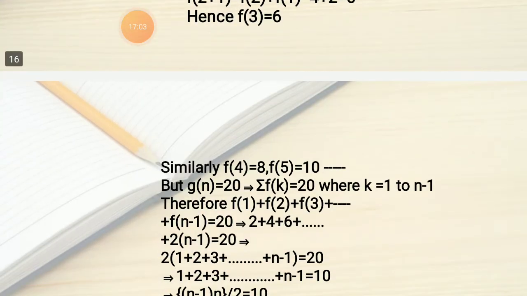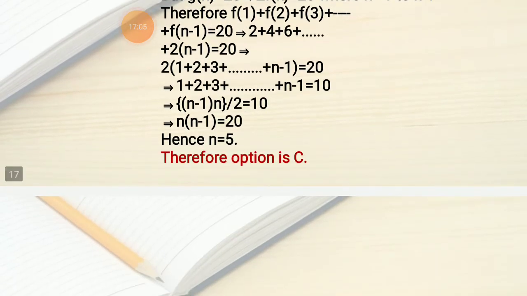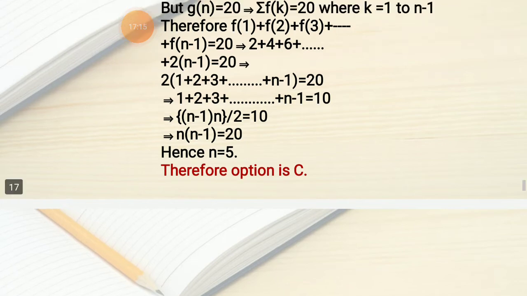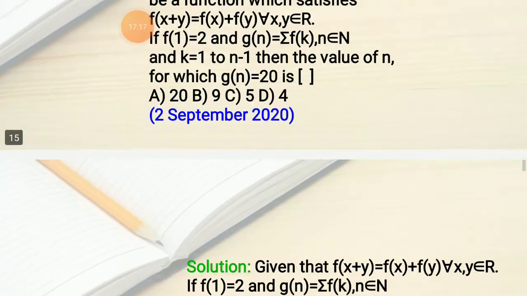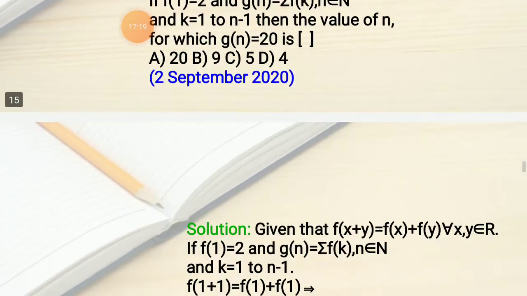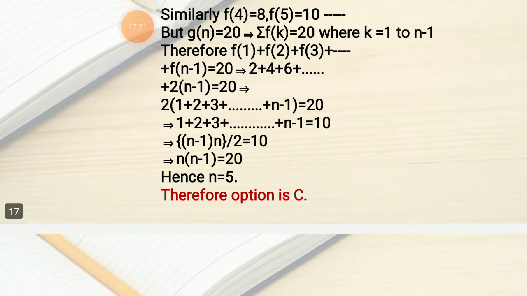Because we have options here, without wasting our time, you can substitute the options also, or you can solve the equation n square minus n equal to 20, n square minus n minus 20 equal to 0, by the factorization method also you will get it, but that takes some more time. You can substitute the options. So it is a very simple problem if you get the idea. Getting the idea is important for this question.